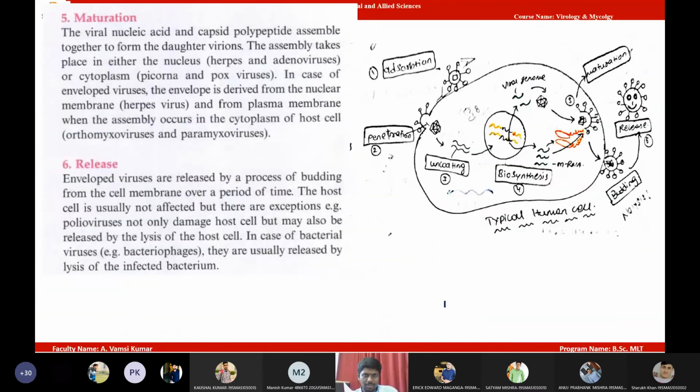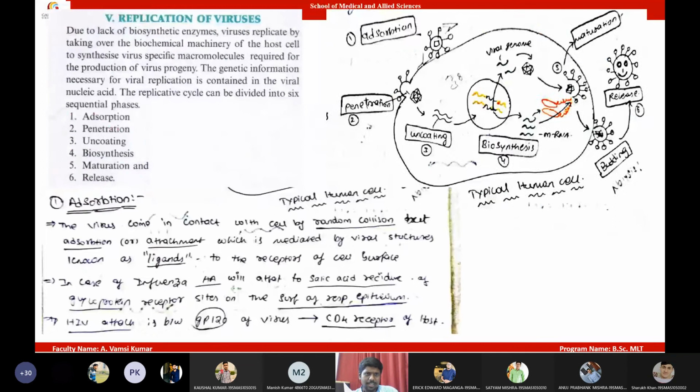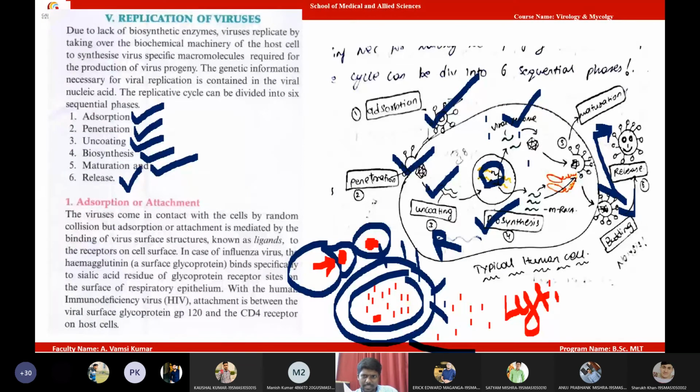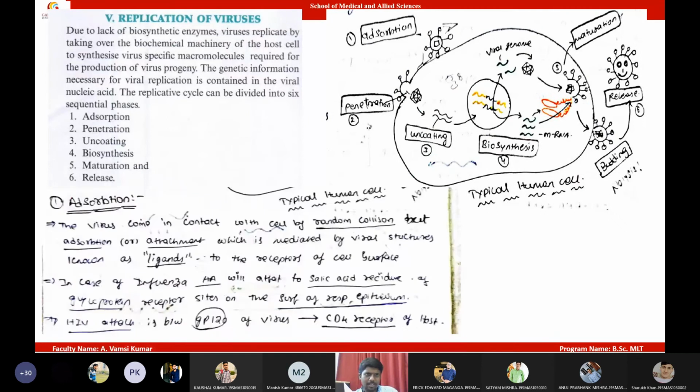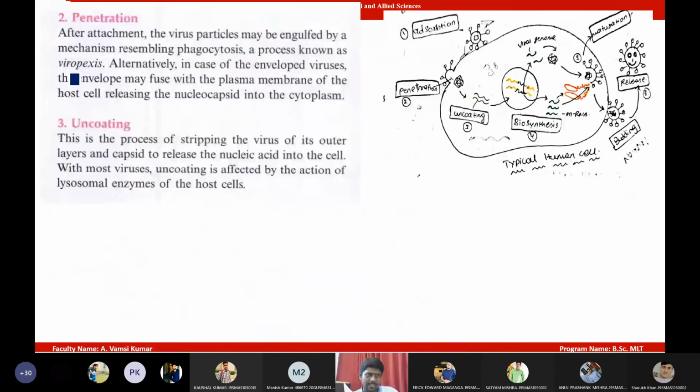So, a quick revision of replication of virus. Viral replication happens in 6 stages: absorption, penetration, uncoating, biosynthesis, maturation, and release. Absorption is mediated by ligands and cellular receptors. Penetration happens by phagocytosis. Can anyone say the name of viral phagocytosis? It is called viropexis. Phagocytosis of a virus by a cell is called viropexis.